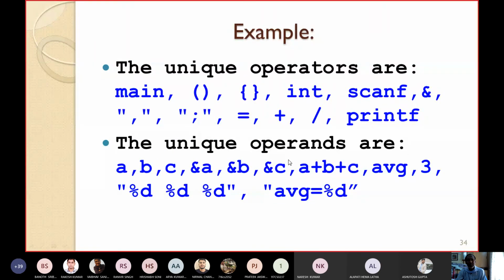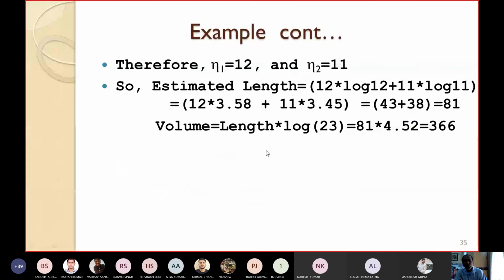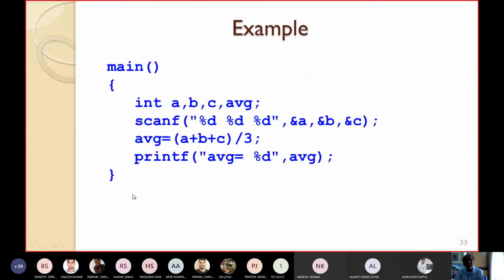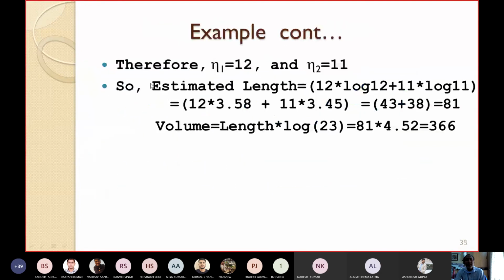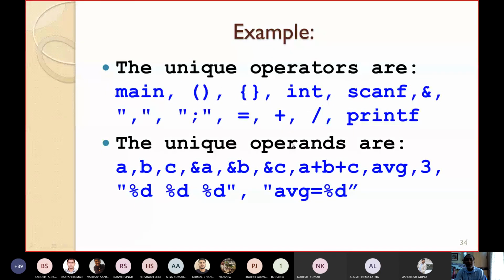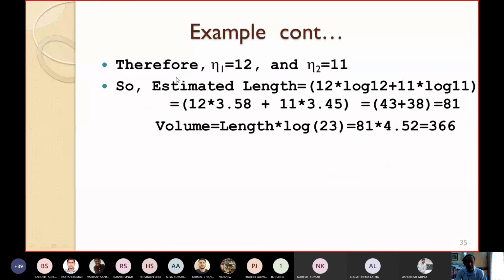So once this is done, use the straightforward formula. What is the straightforward formula? It says that program length N is equal to eta 1 log 2 eta 1 plus eta 2 log 2 eta 2. Where eta 1 is the unique operators and eta 2 is the unique operands. After counting, you can say that eta 1, the unique number of operators, is equal to 12, and eta 2, the unique number of operands, is equal to 11. You just count, you will get these values.